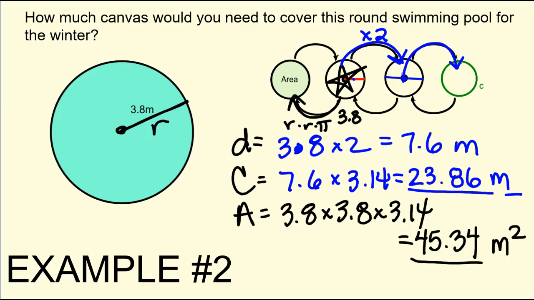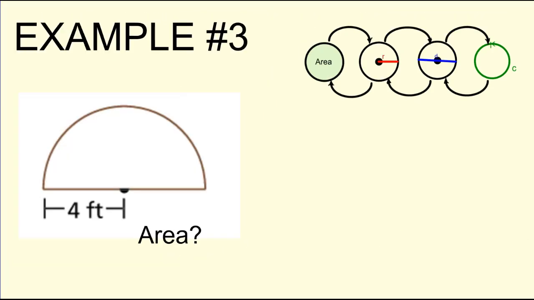So you should copy this work down. All of this work that we've written here should be on your paper. And then there's one more. I'm going to put the picture up and let you try it. Here's example 3. In this one, I have a semicircle.